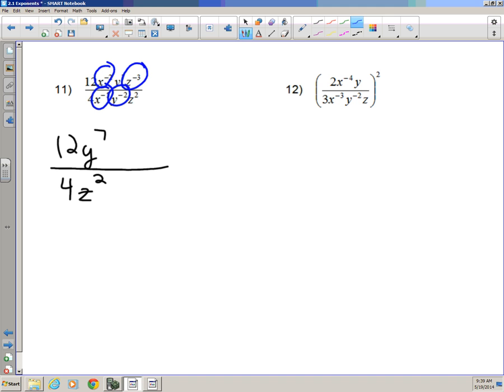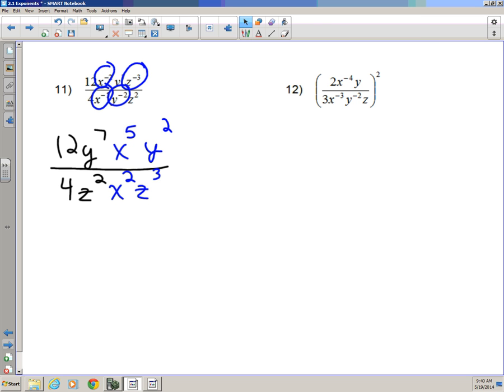But what does get circled moves position, basically becomes like the reciprocal. So on the bottom, I have to take that x squared. It was x negative 2 up top. It's x positive 2 on the bottom. Z negative 3 up top becomes z positive 3 on the bottom. On the bottom, x negative 5 moves to the top and becomes x positive 5. And y negative 2 on the bottom moves to the top and becomes y positive 2.